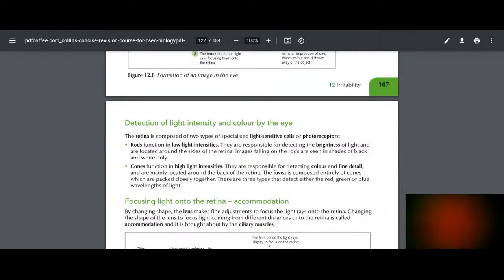The retina is composed of two types of specialized cells, sensitive cells or photoreceptors.